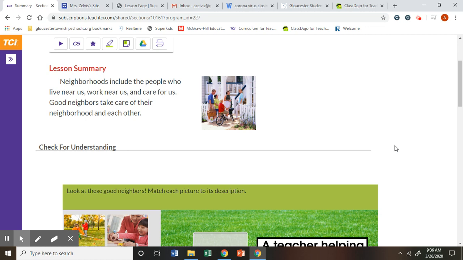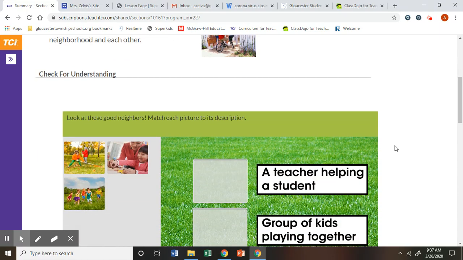Hi, first grade. We are on our last page in our social studies workbook, the last page of social studies you're doing in first grade. All right, you're on page 101. So, this lesson we talked all about neighborhoods and neighbors. Neighborhoods include the people who live near us, work near us, and care for us. Good neighbors take care of their neighborhood and each other.